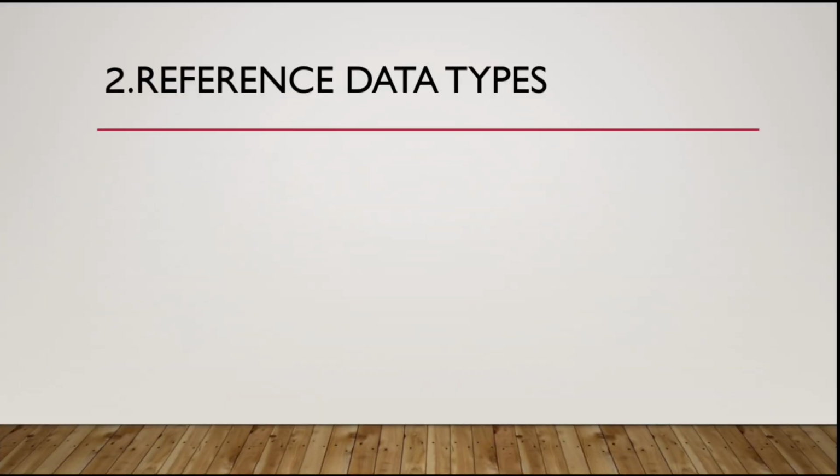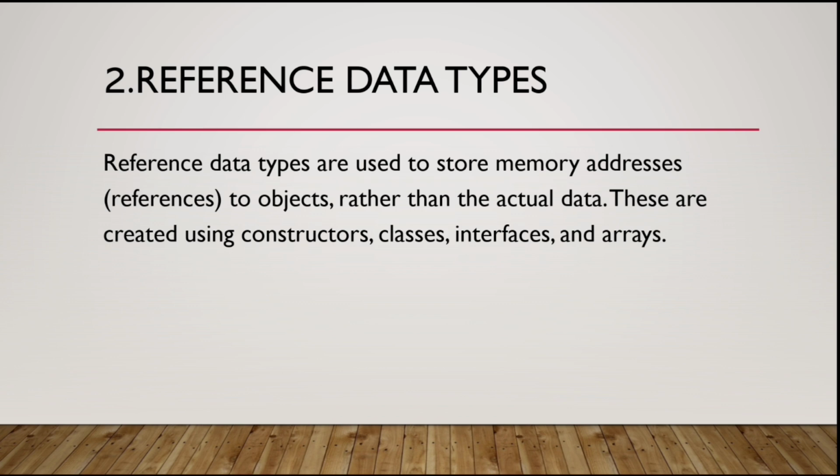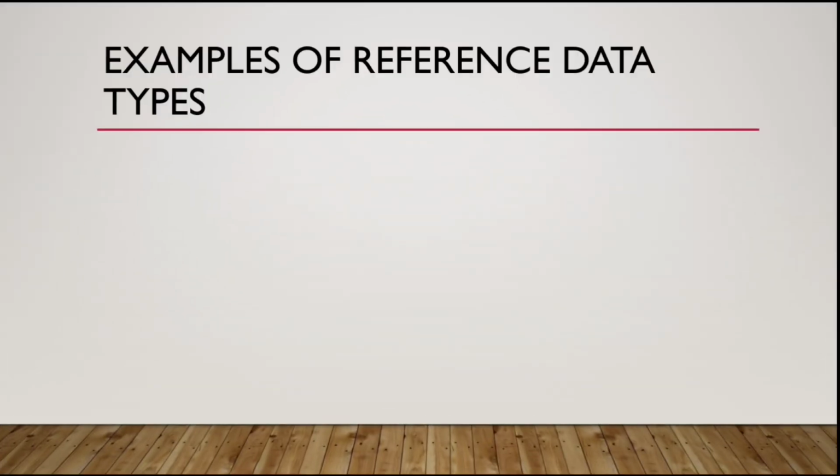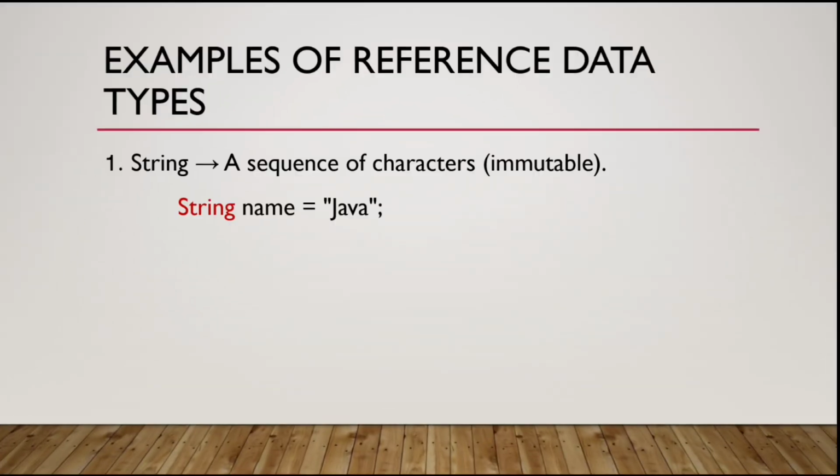Reference data types. Reference data types are used to store memory addresses, references to objects, rather than the actual data. These are created using constructors, classes, interfaces, and arrays. Examples of reference data types.